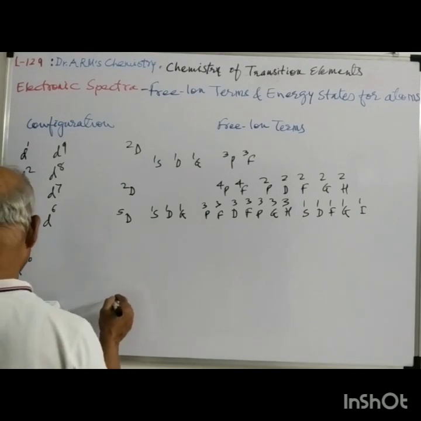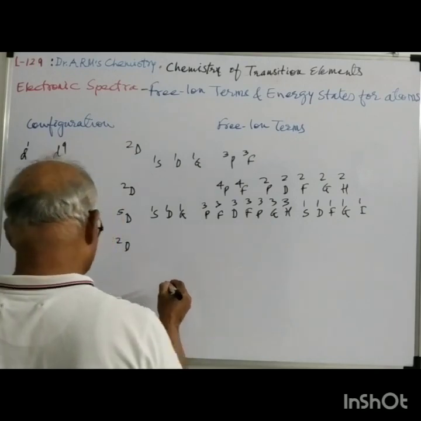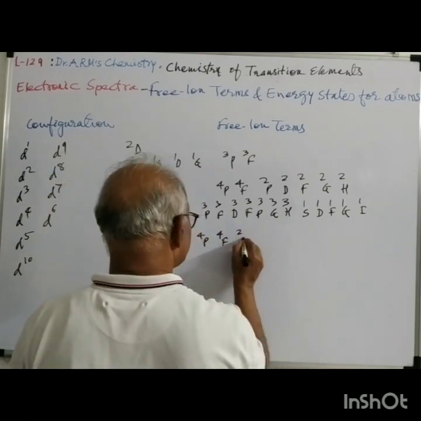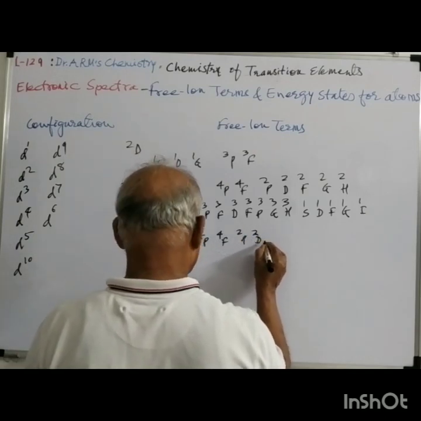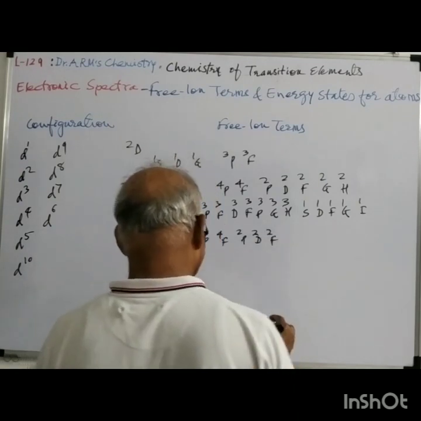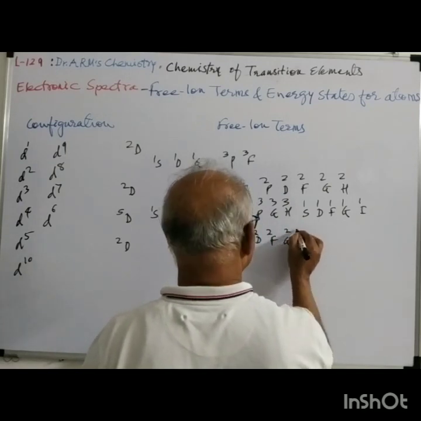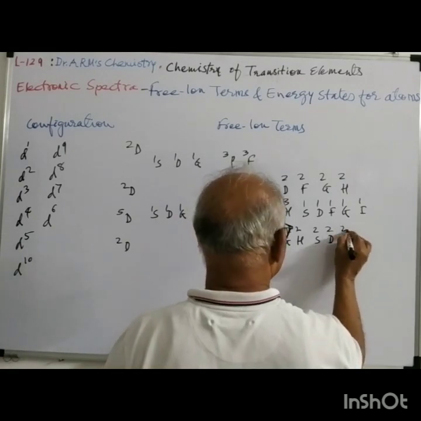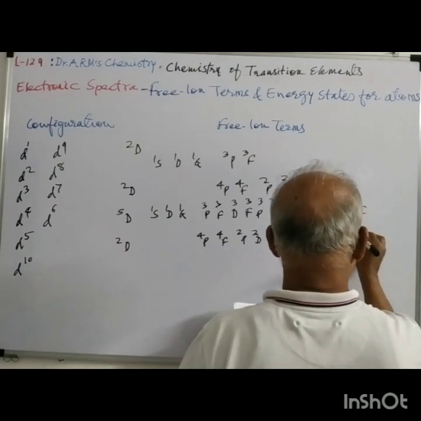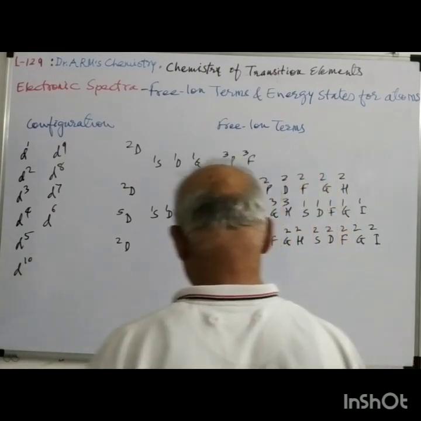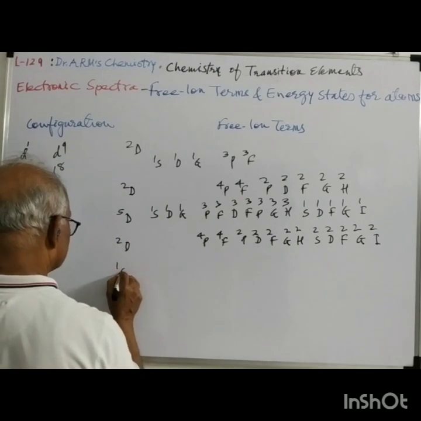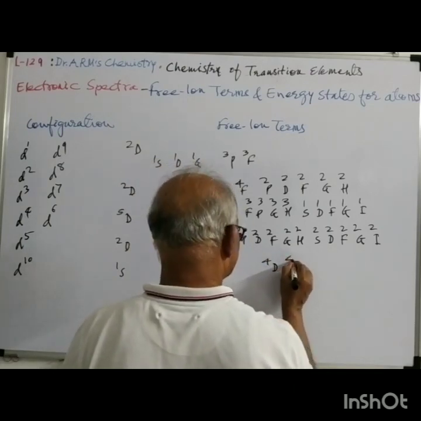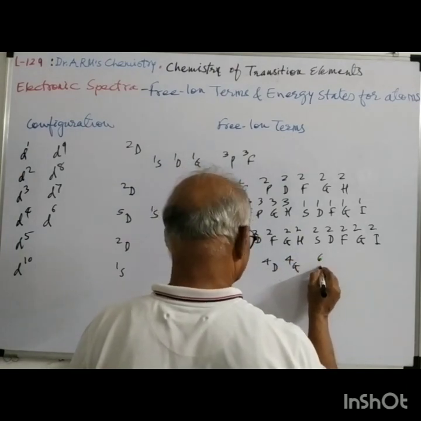Then for the d5 configuration, this is doublet D, then quartet P, quartet F, then doublet P, doublet D, then doublet F, doublet G, doublet H, then doublet S, doublet D, doublet F, doublet G, and doublet I. And for the d5 configuration there is also singlet S, then we have octet D, octet G, and sextet S.